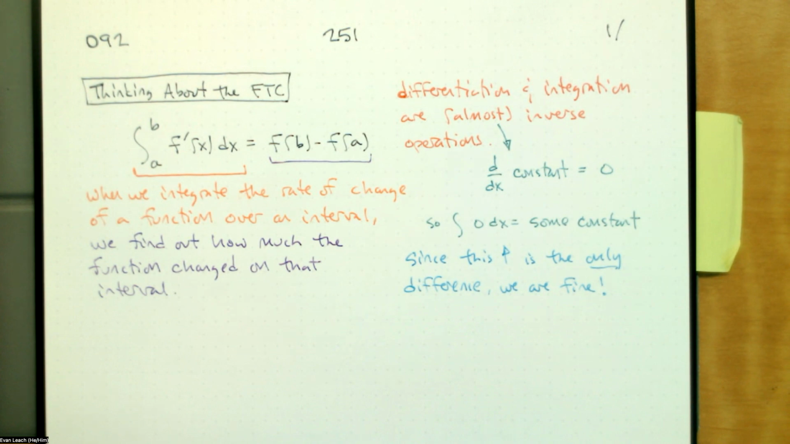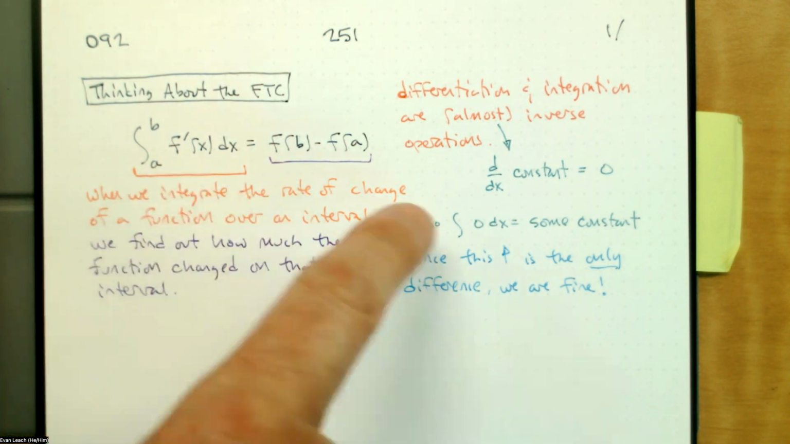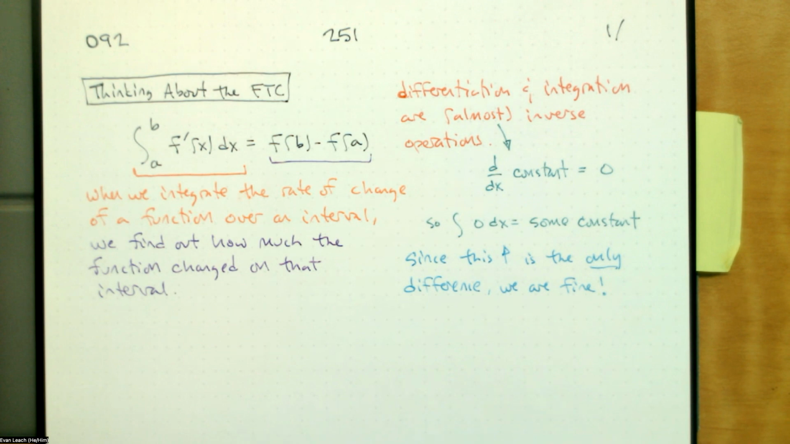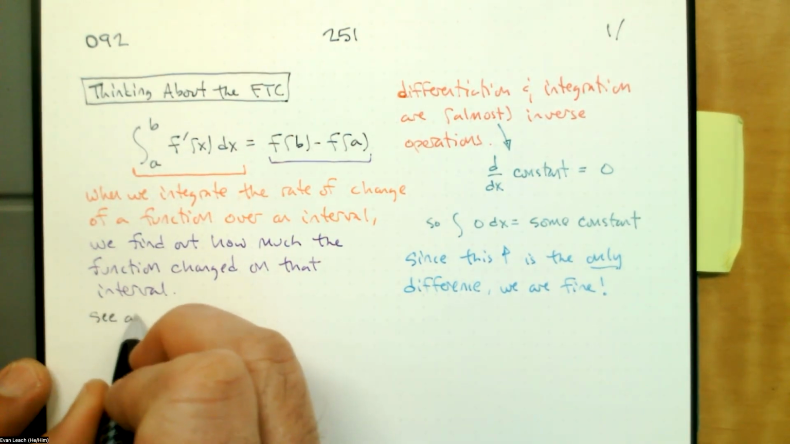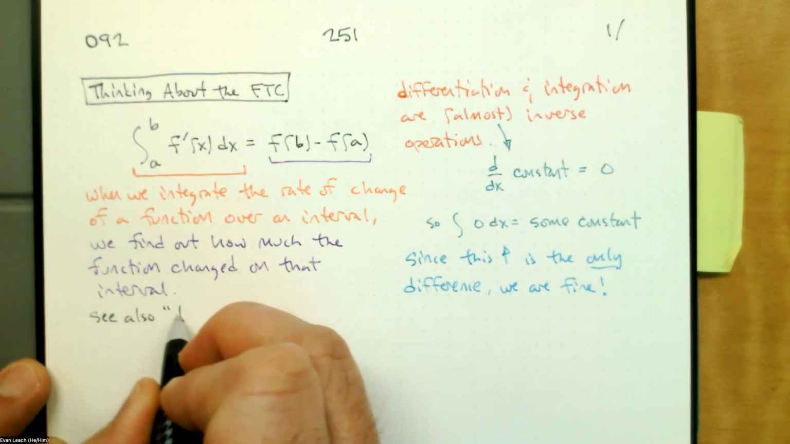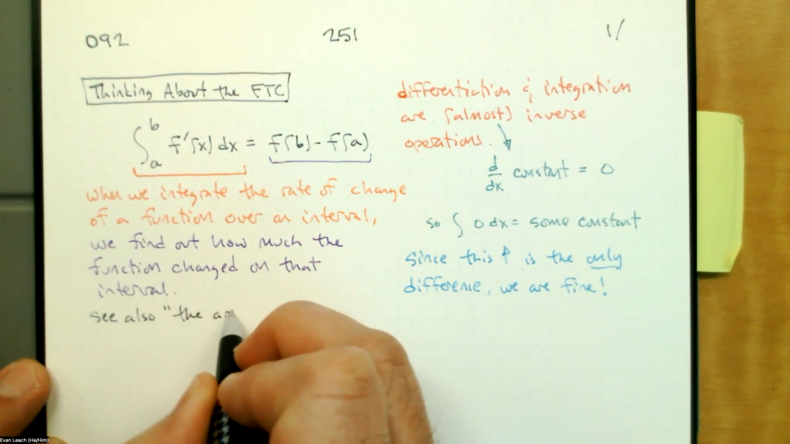This is what we said last week. When the derivative is positive, we know that the function is increasing, and the area tells you how much. So this is another way to think about the idea that when a derivative is positive, we know the function is increasing, and the area tells you how much. That's what's going on here. So we'll put a C also. The area tells you how much.